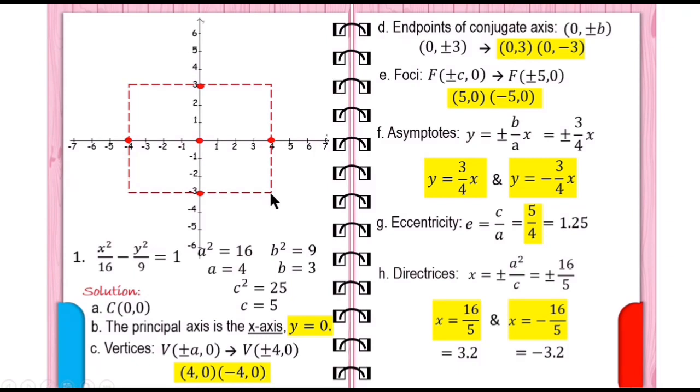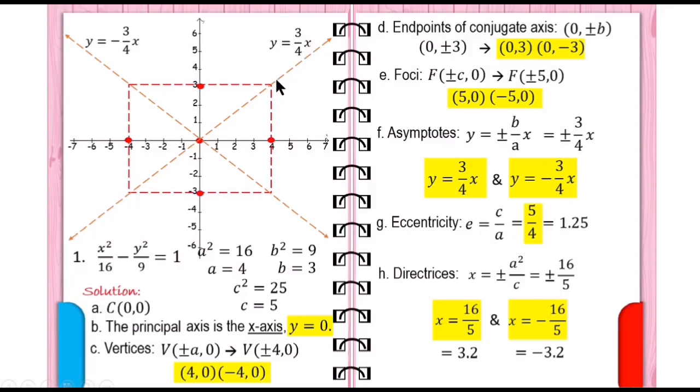Now, why do we need to draw this rectangle? Mahalaga ito kasi sa pamamagitan nito, madidetermine natin ang asymptotes ng hyperbola. The lines containing the diagonals of this rectangle are the asymptotes. The equation of this line is y equals 3/4 x.